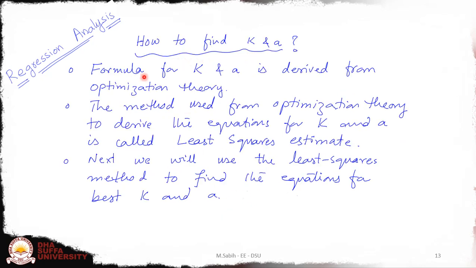Now, how to find the k and a? The formula for finding the k and a is derived from optimization theory. We are not going to write an algorithm right now. We are going to find an equation that will use the data and give us one quick answer, the best answer: one best answer for k and one best answer for a, derived from optimization theory. The method used from optimization theory to derive the equations for k and a is basically called least squares estimate, and next we will use the least squares method to find the equations of the best k and a.